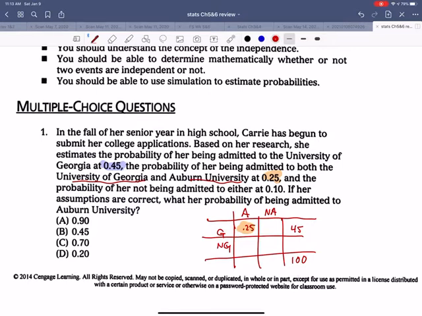And I can use a decimal here, or I can make it regular numbers. It's just personal preference. It does not matter. But I tend to make them actual numbers, so I think of them as chances or actual people or something like that. And their probability of not being admitted to either one would be 10 out of 100, or 0.1. Now, if her assumption is correct, what is the probability of being admitted to Auburn? So what are they asking in the question? They're asking what goes here.